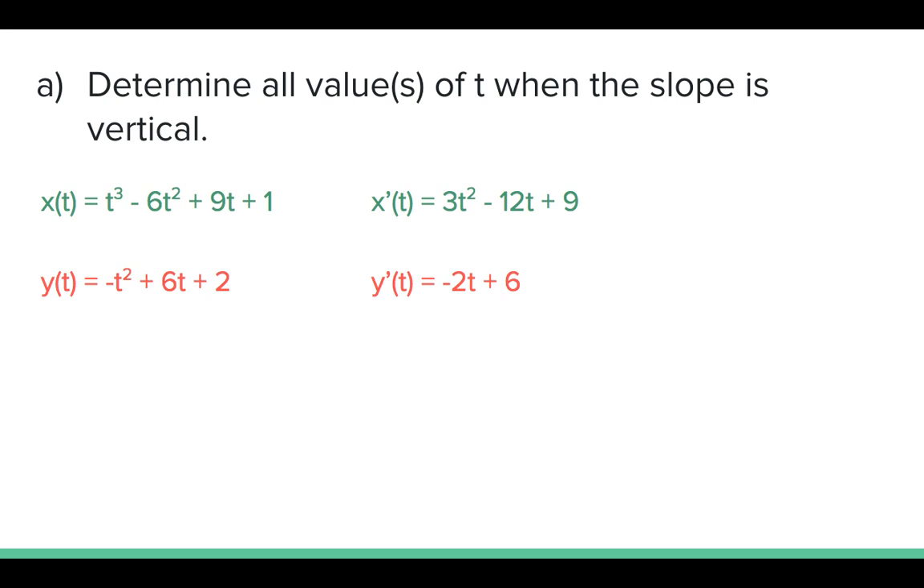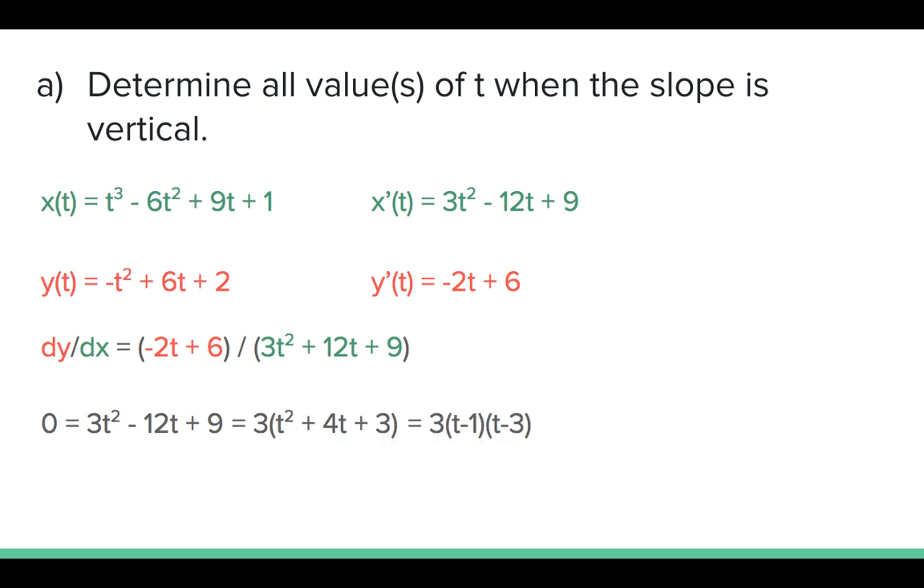When determining the slope, we need dy dx, which is equal to y prime of t over x prime of t. So in this case, dy dx equals negative 2t plus 6 over 3t squared minus 12t plus 9. When finding when the slope is vertical, x prime of t needs to be set equal to 0. So 0 equals 3t squared minus 12t plus 9. When this is solved, we are left with t equals 1 and t equals 3.